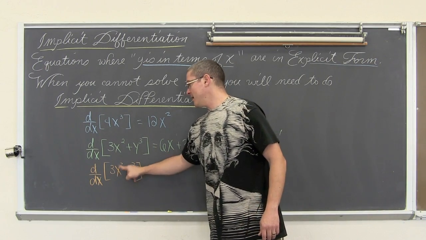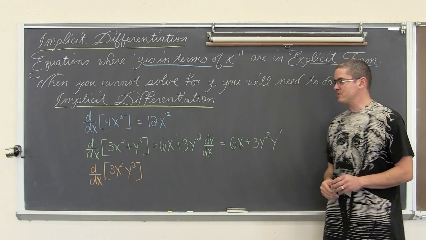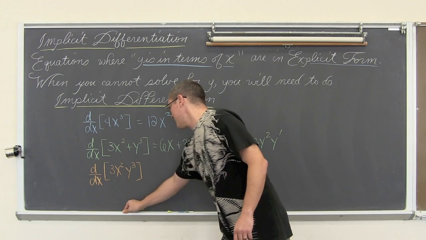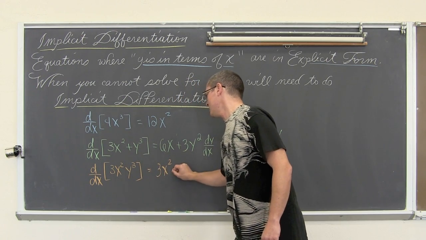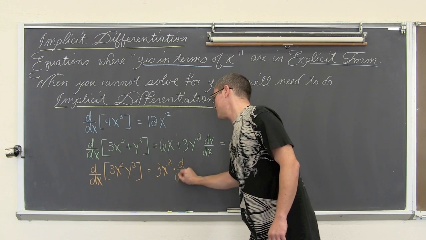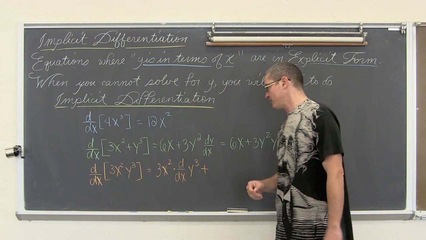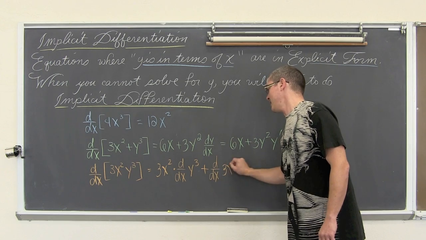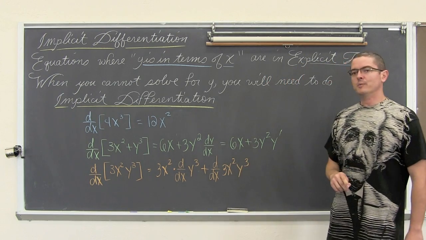Here we have 3x squared times y cubed. It's not plus, so we do not have two terms, we have one, so we're going to have to use the product rule. The product rule says that it is the first factor, 3x squared, times the derivative of the second factor. So we're going to find the derivative with respect to x of y cubed, plus the derivative of the first factor, the derivative with respect to x of 3x squared, times the second factor, which is y cubed.